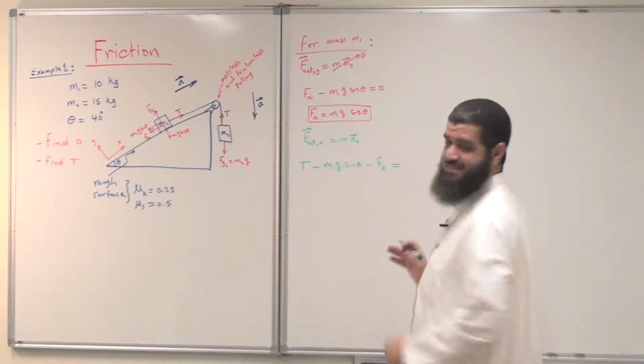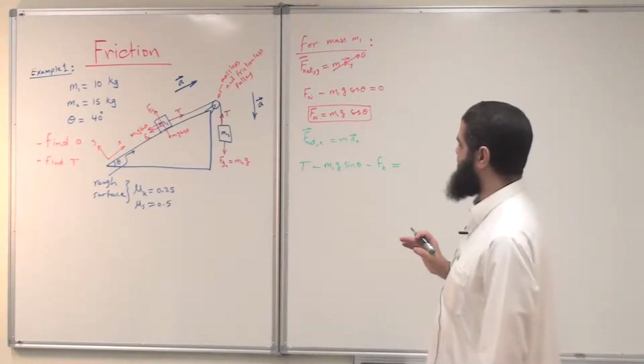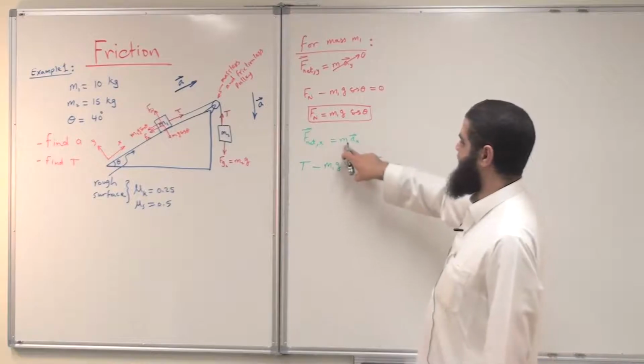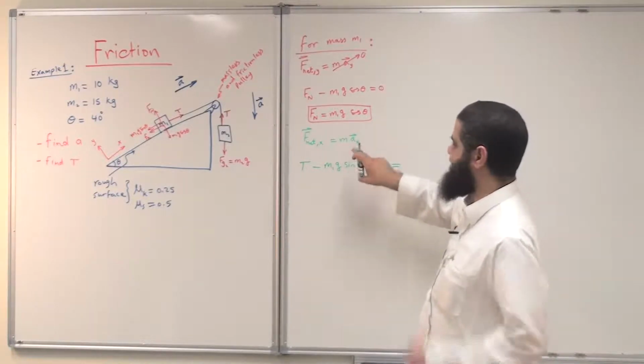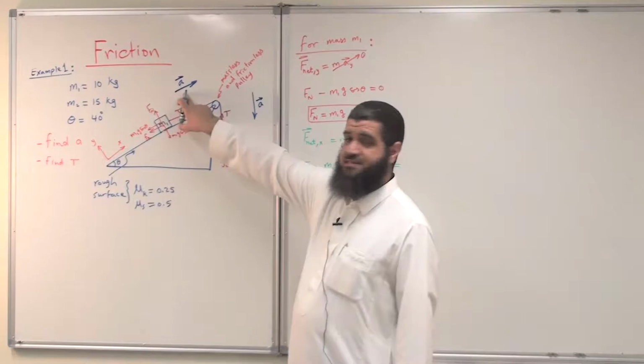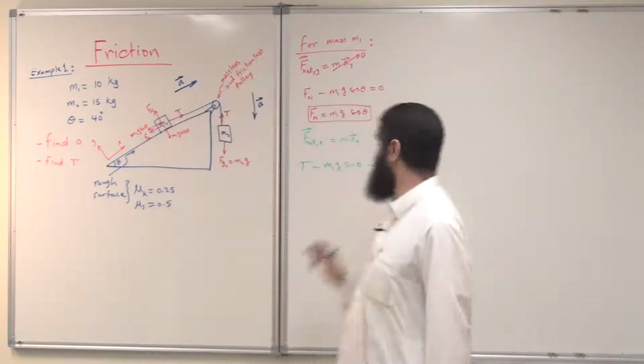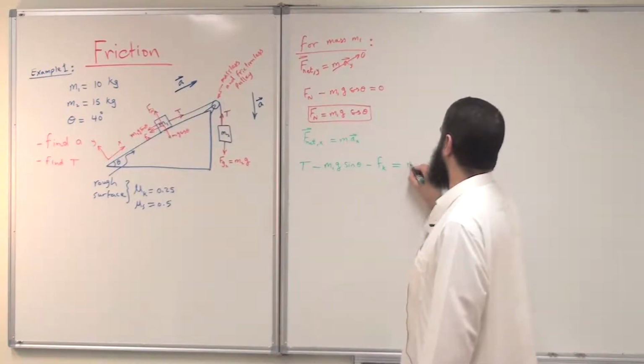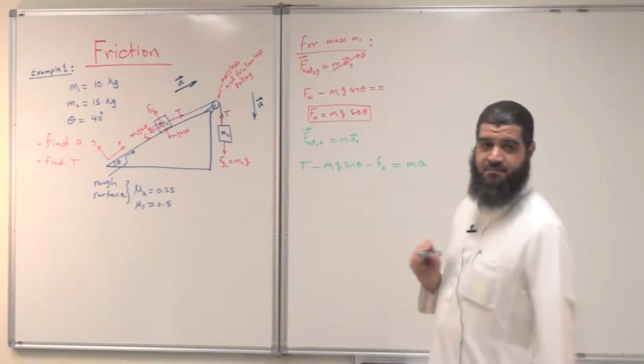The right hand side of this Newton's second law, I have to plug in the mass multiplied by the acceleration, keeping in mind what is the direction of the acceleration. The acceleration is in the positive x direction, so this will be positive ma. Okay?